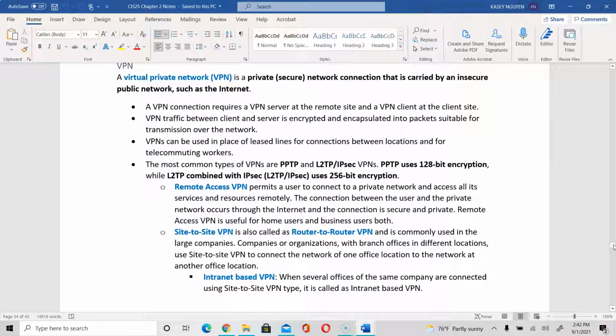L2TP is the later technology following PPTP, and IPsec is IP security. Considerably, it would use a tunnel, and that would be much more secure. So PPTP uses 128-bit encryption. L2TP combined with IPsec uses 256-bit encryption. So you do have better, higher security with L2TP with IPsec.